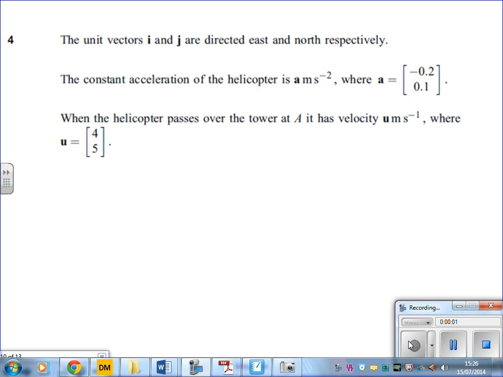Right, question 4. Unit vectors i and j are directed east and north respectively. The constant acceleration of the helicopter is a meters per second squared, where a is (-0.2, 0.1). When the helicopter passes over the tower A, it has a velocity of u meters per second, where u is (4, 5). Okay, now we'll use this information with u and a. We'll use this to solve all the questions.